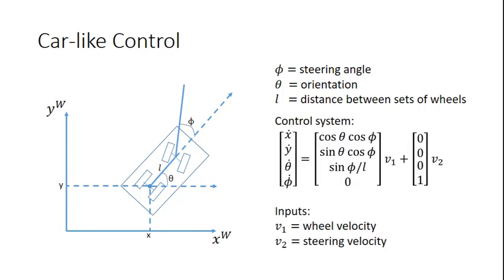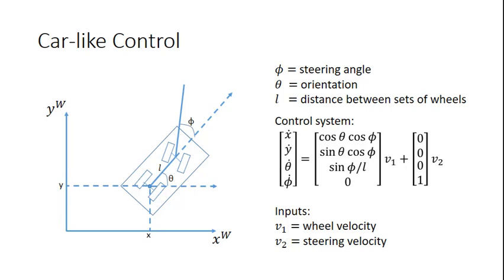So the control system for a car-like robot is going to look something like this. We want to compute the velocity for x, the velocity for y, the angular velocity, which is theta dot, and then phi dot, which is how fast our steering angle is turning. So the inputs to this system are going to be v1, which is going to be the wheel velocity, and v2, which is the steering velocity.